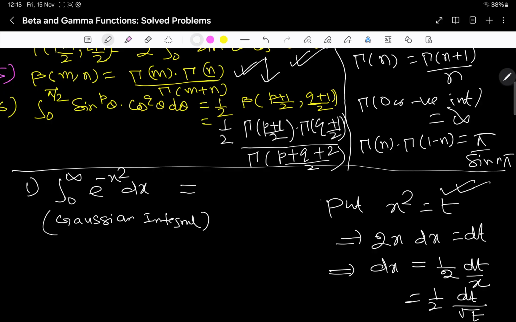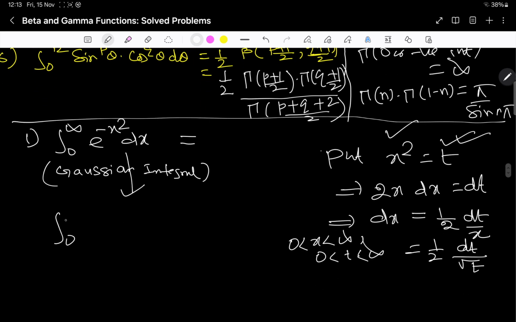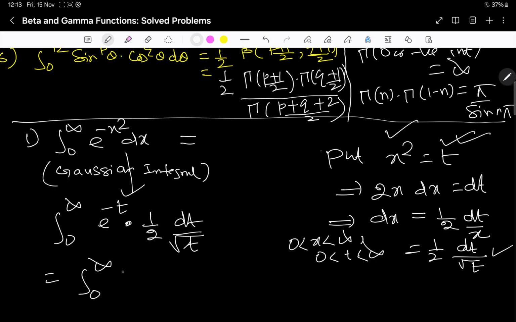Now you substitute it. This integral is converted: whenever x is 0, t is also 0, that means 0 less than x less than infinity is the same thing as 0 less than t less than infinity. So this integral will be converted to the integral from 0 to infinity of e to the power minus t, and here dx is 1 by 2 dt by root over t. So this is equal to the integral from 0 to infinity, you can take the half outside, of t to the power minus half, e to the power minus t dt.